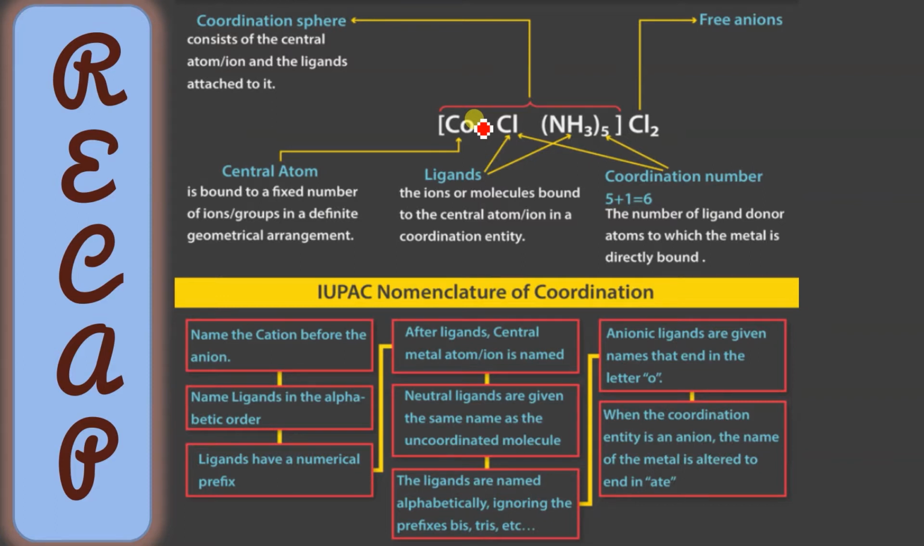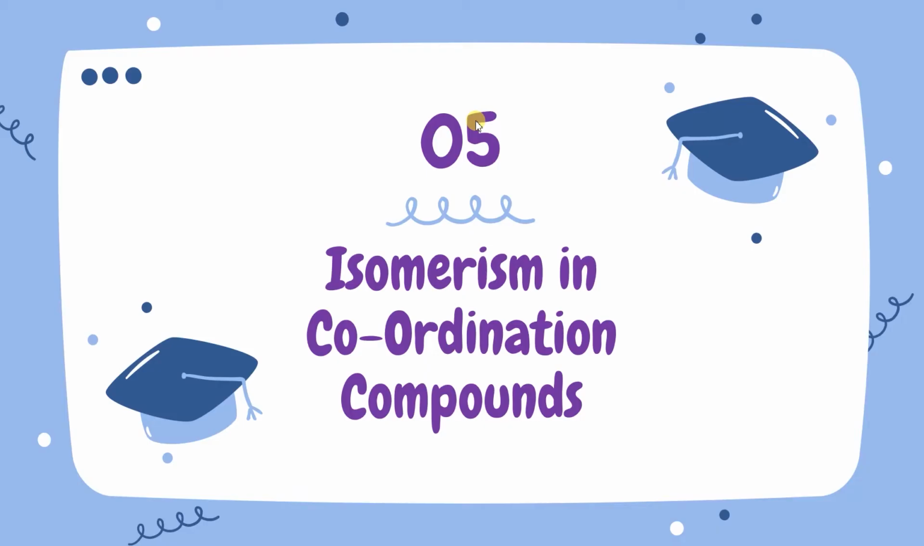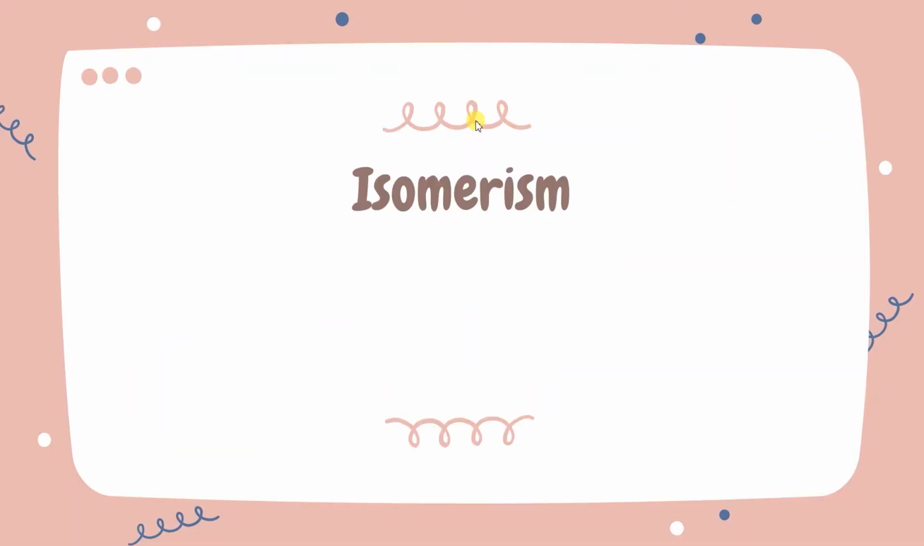So that is the recapitulation of the previous video. Let's move forward to the next thing. Today we are going to do isomerism in coordination compounds, which is a very important topic. A one mark question, like coordination number, is of 3 or 4 marks. So one question from this topic is 100% sure. Let's start with this.